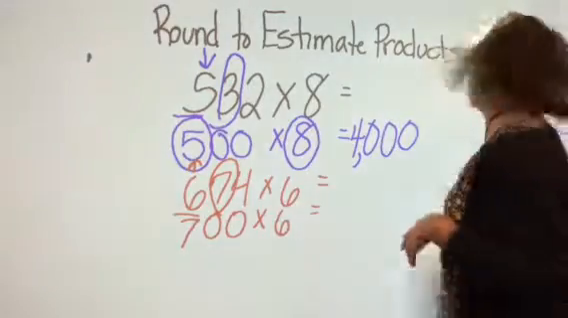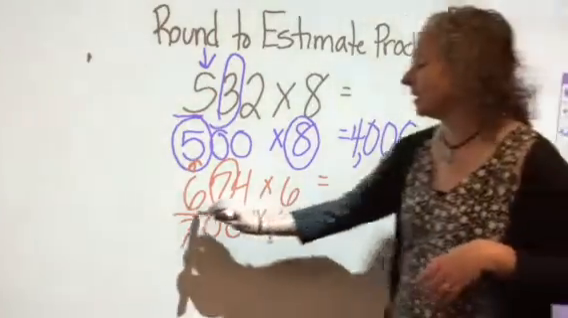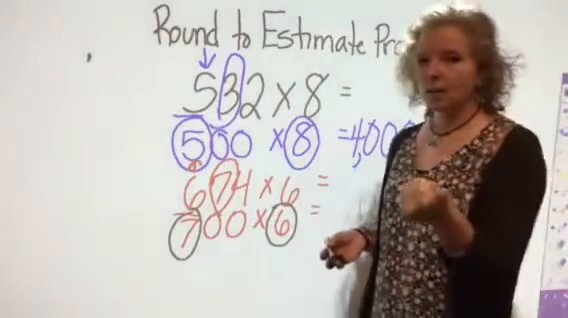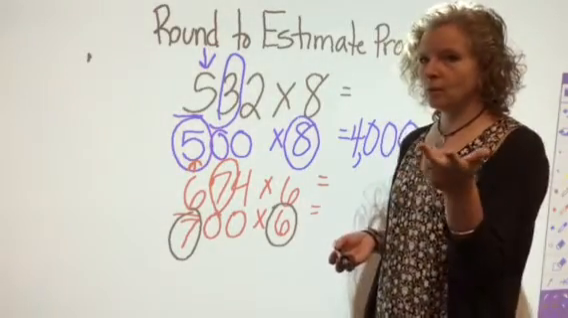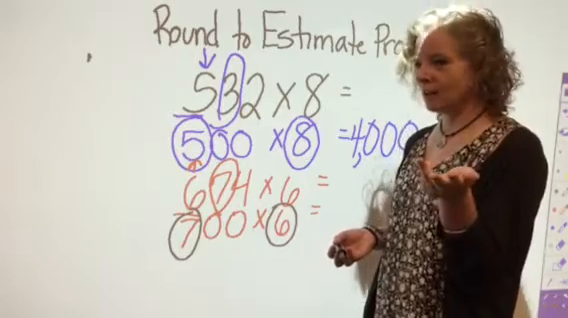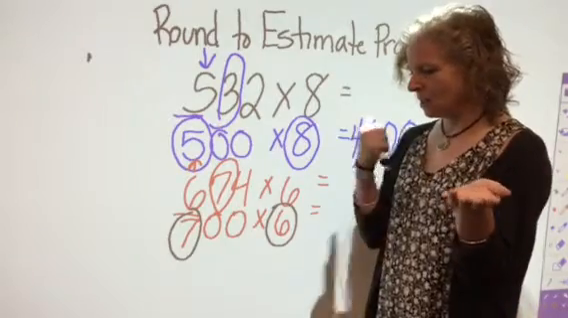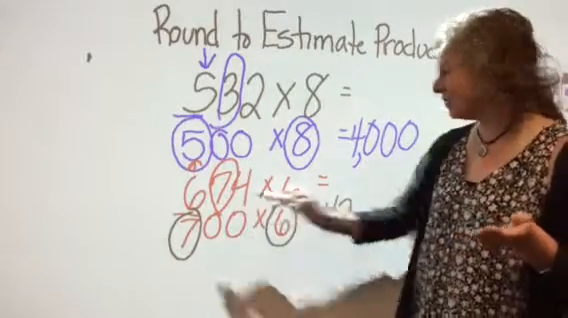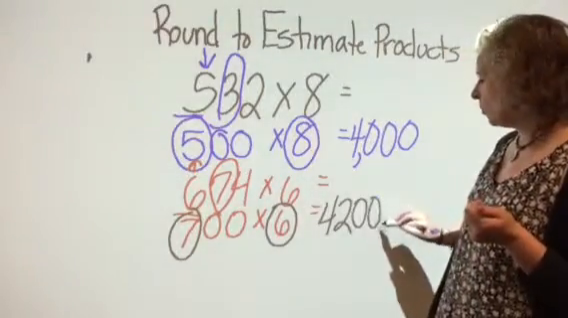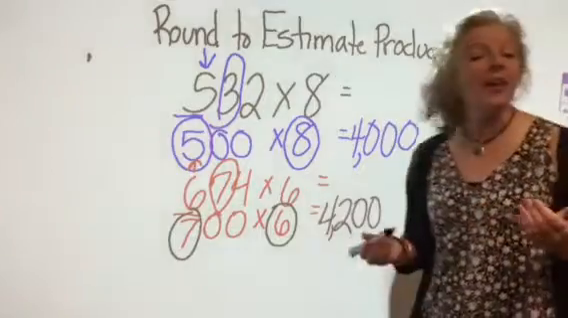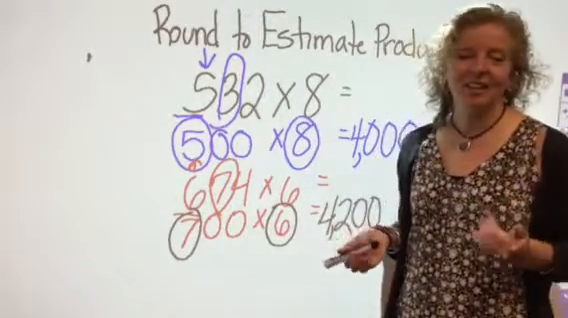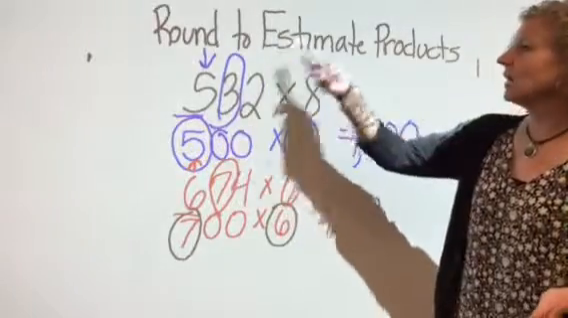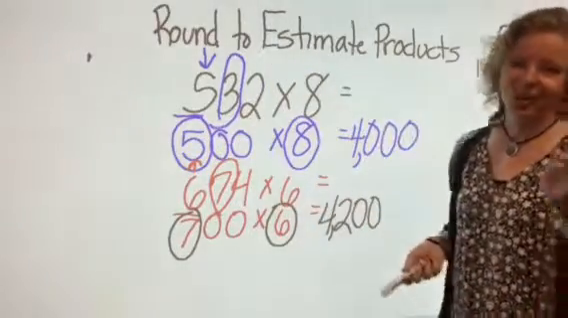Can I do this problem? Of course I can. Basic fact. 7, 14, 21, 28, 35, 42. How many zeros did I leave off? 2. Stick 2 on. Ones, tens, hundreds. There is my estimate. Easy enough, boys and girls. That is how we round so we can estimate products. We're going to practice that today.